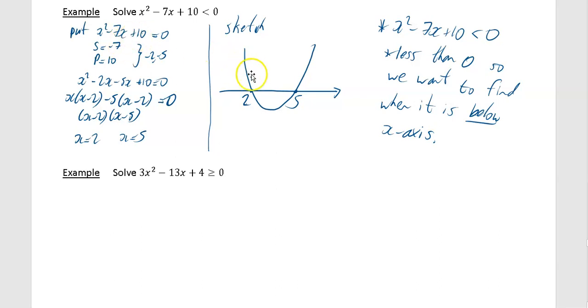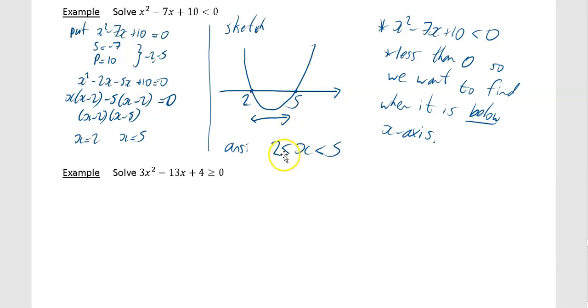Okay, let's look at this graph. From here outwards, it's going to be above the x-axis. From here outwards, it's going to be above the x-axis. So it's only below in this wee section here. So it's only below between here and here. So your answer is 2 is less than x is less than 5, because we want that wee section between the 2 and between the 5.